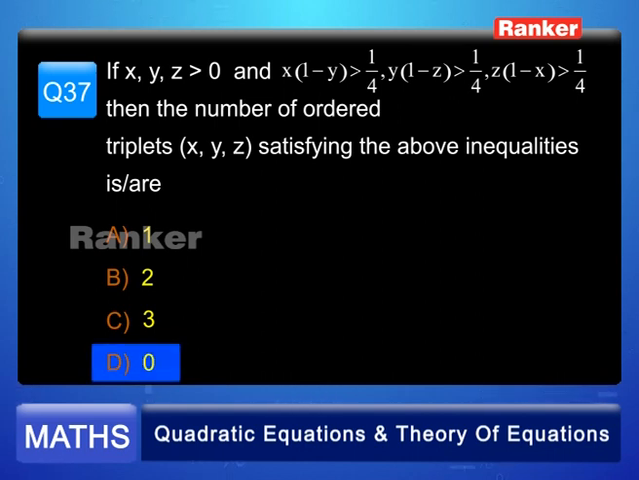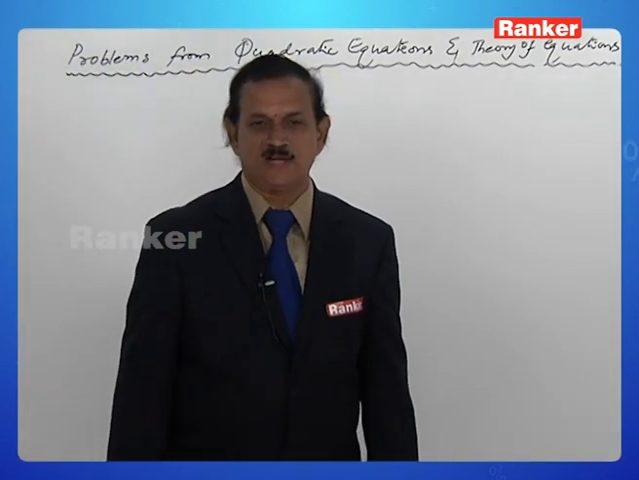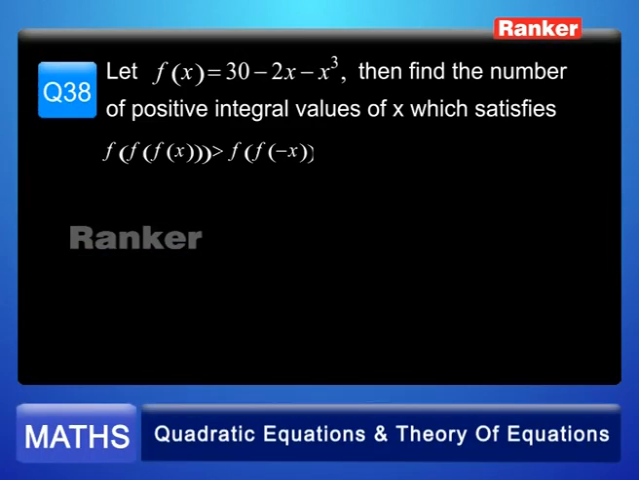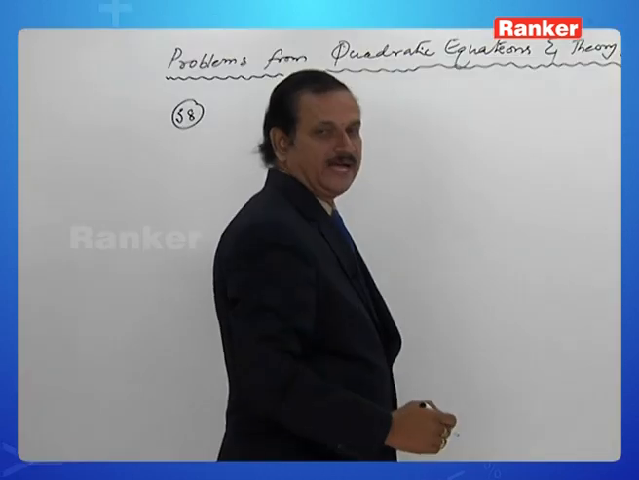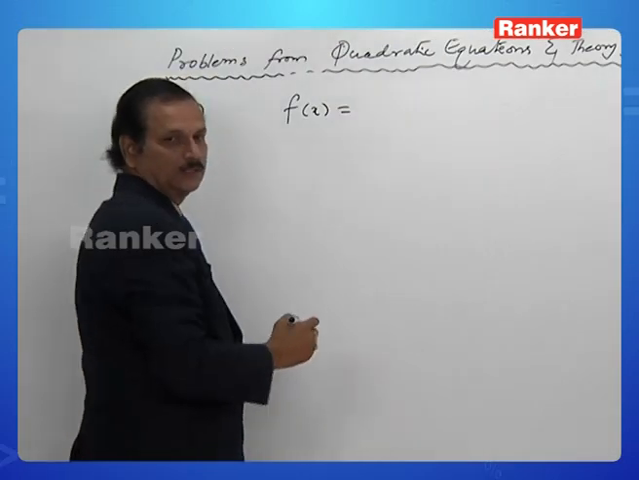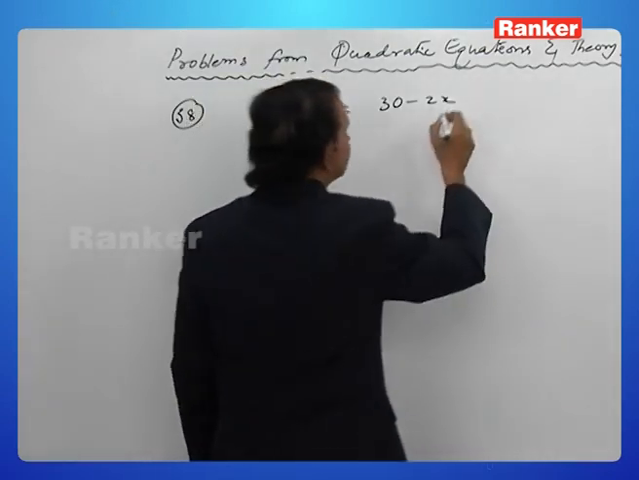That is about the question. The next question, that is the 38th question, is before us. In this question we are given a cubic, not a quadratic. F of x is equal to 30 minus 2x minus x cube. Then find the number of positive integral values of x which satisfy f of x greater than f of minus x. Let us see. The actual function given is f of x equals 30 minus 2x minus x cube.